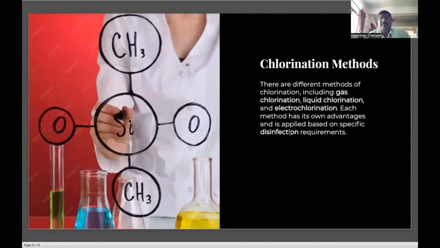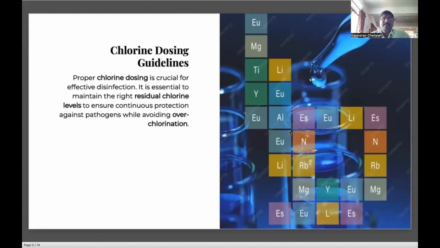In chlorination, we have different methods. It can be in a liquid form, or a gaseous form, or even you can go for electrochlorination also. Each method has its own advantages and disadvantages, especially coming to the practical approach. When we are using it in the field, we can add it in liquid or gaseous form. In some cases we can use a powdered form.